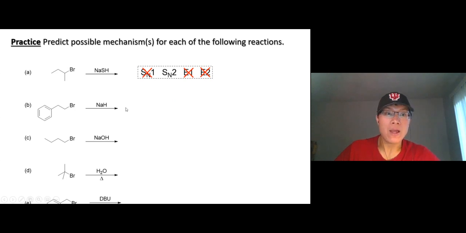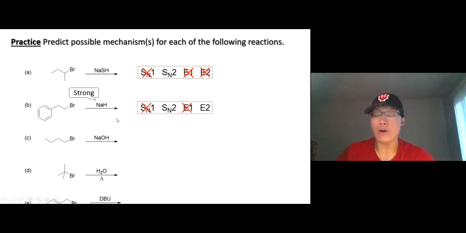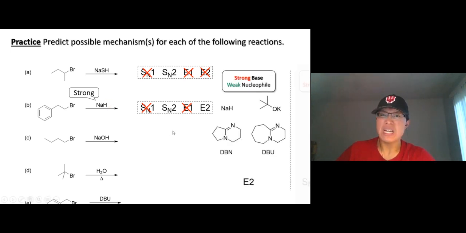Now B, sodium hydride. This has a negative charge on hydride, so this is a strong reagent, right? A strong reagent does two things, SN2 or E2, either way. But which one, or both? We have to look: is hydride a good nucleophile? No, hydride is too small. It's not polarizable. Too small to be a good nucleophile. But it's a strong base. So you're almost 100% sure that this reaction is going to go just E2.